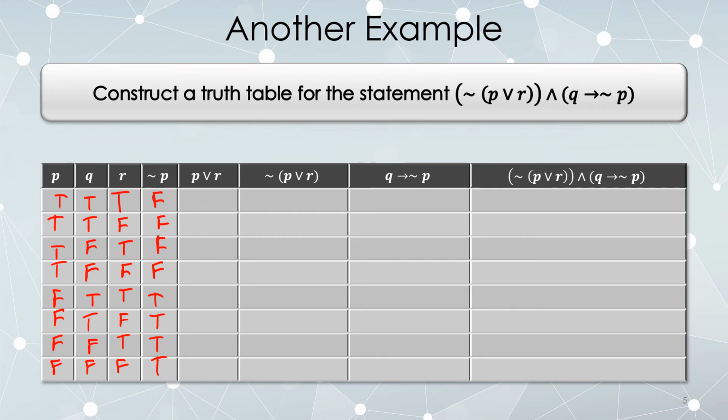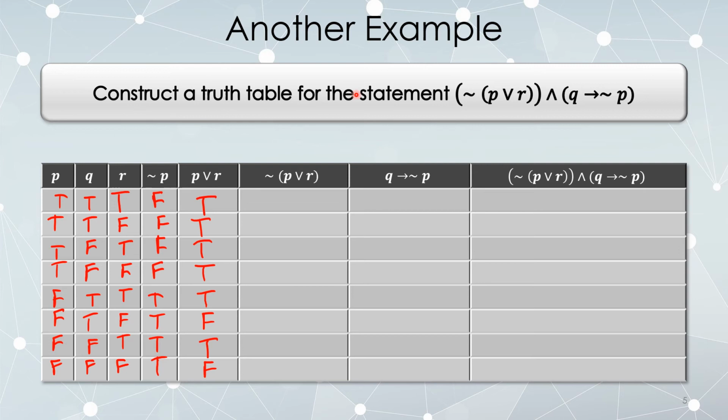How do I make the disjunction P or R? I just look at the columns P, R, and I ask, was either one of them true? If either this or this has a true in it, I can complete this with true. If both P and R are false, I'm going to put a false here. So P is true, R is true, true. P is true, R is false, the disjunction is still true. P is true, so it's true. P is true, so it's true. P is false, but R is true, so the disjunction is true. They're both false, so the disjunction is false. P is false, but R is true, so the disjunction is true. They're both false, the disjunction is false.